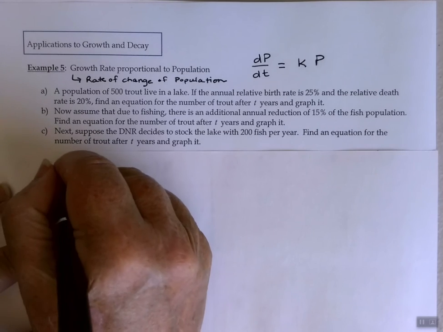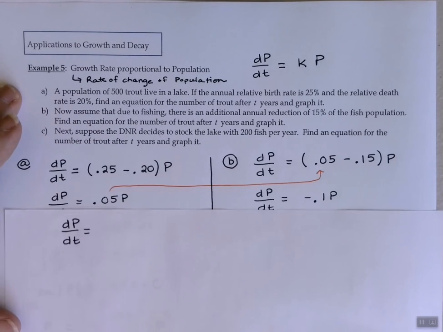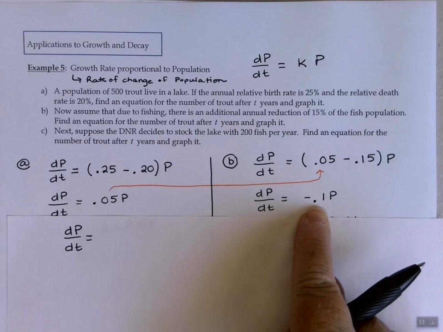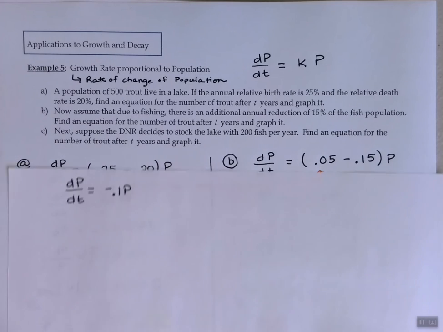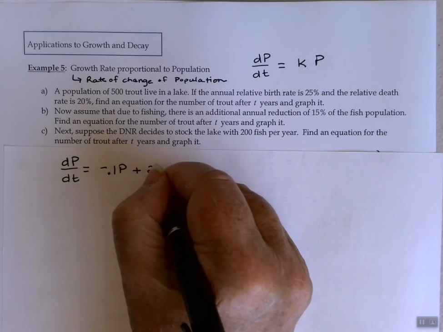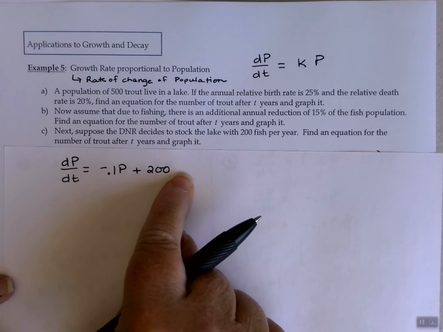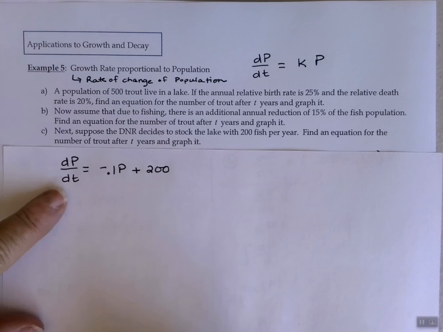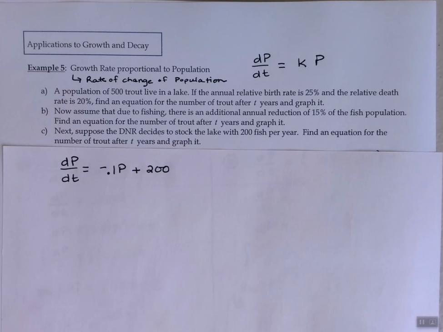So, my growth rate, dp dt, I'm going to steal from the last one, right? We knew at this point we had a growth rate, actually a negative growth rate, of negative 0.1p. But I'm now going to say, in addition, the growth rate is going to add 200 extra fish. So plus 200 fish per year. Not 200 times the population or anything, just plain 200 fish per year. This is a growth rate, so fish per year makes sense, consistent units.